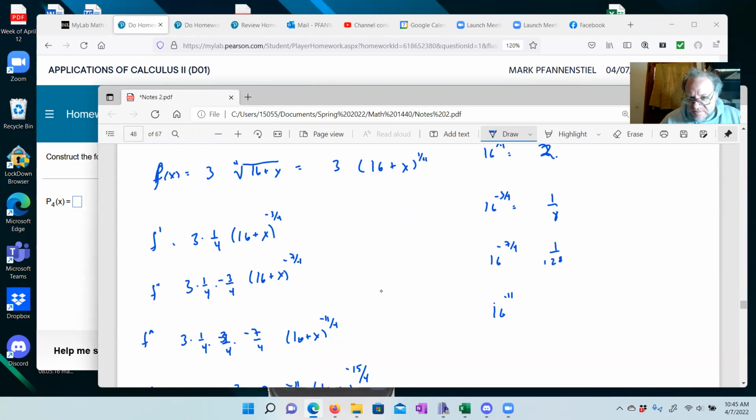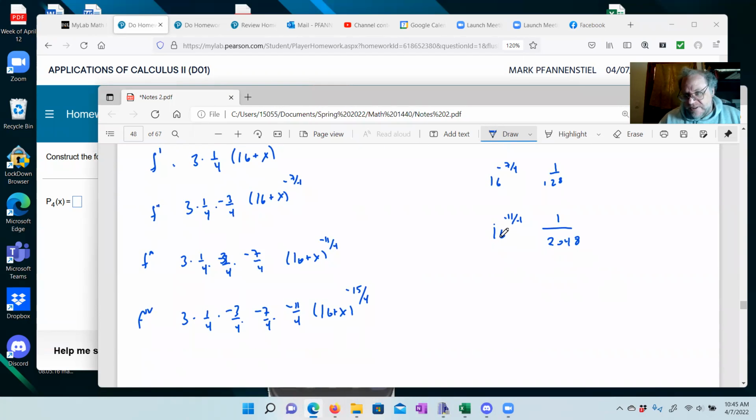16 to the negative 11/4. So remember, x is going to be 0 here, so that's just what's going to be left. So again, we're going to have 2 to the negative 11th. Okay, so that's going to be 1/2048. Back in the 80s, they said you're really going to have to know your powers of 2. Okay, 2 to the 10th is 1024, so we just double it. That's where we get 2048. To be honest, that really didn't come true. Nobody needs to count binary very much.